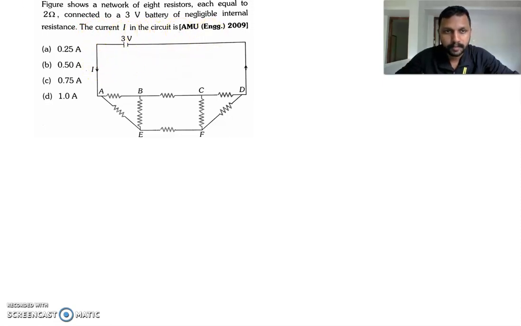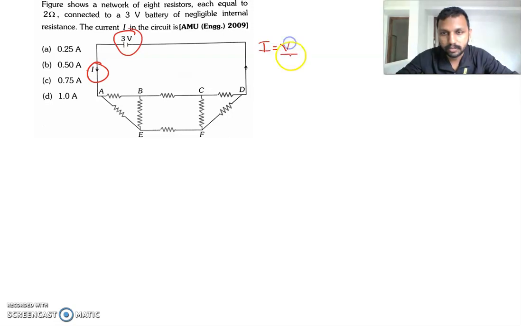They are asking you the current flowing through the circuit. In order to find out the current, we know the voltage, and by finding out the total resistance of the circuit and using I is equal to V by R, we will find the current, for which V is 3 divided by R. We have to determine the value of R, and it is given that each of these resistors is 2 ohm, connected in a circuit like this.